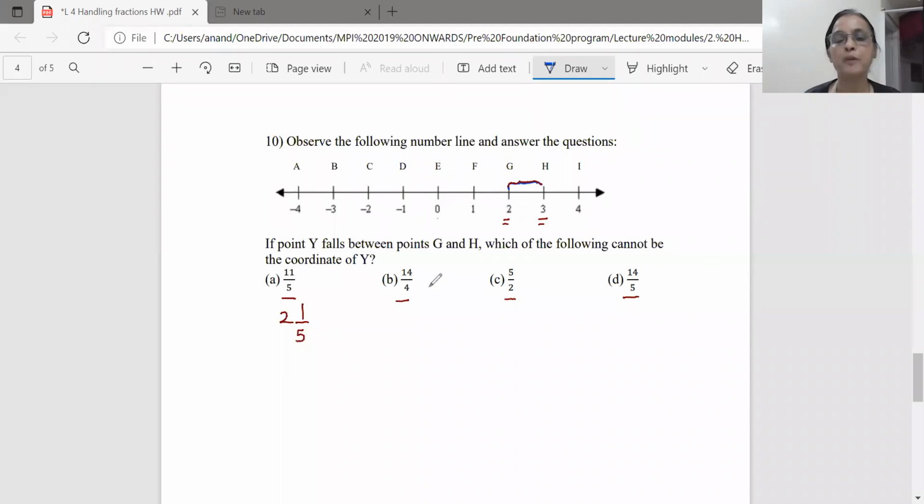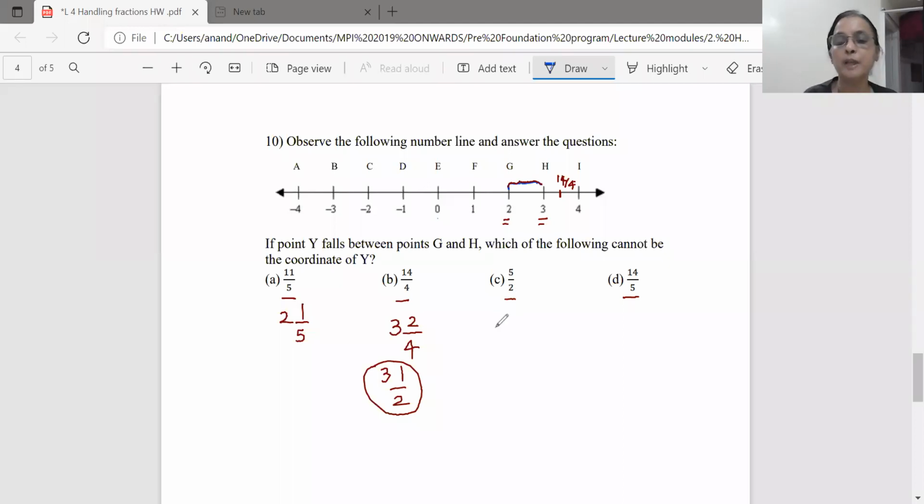When I look at 14 upon 4, I will get 4 3s are 12 and 2 upon 4, or 1 upon 2, 3.5. So this is a point that will not fall between G and H. It will fall exactly at the center of H and I. It is 3.5, so it will be exactly the midpoint of H and I. But I will not stop here. Maybe there is some more point which is also not falling between 2 and 3.